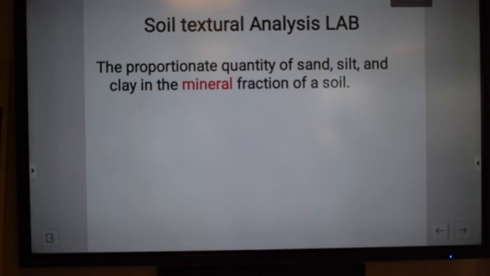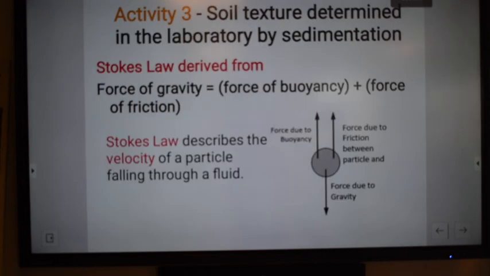We are doing some videotaping of this week's lab, which is soil textural analysis. In this video, we'll be particularly focusing on activity 3 from the lab, which is the particle size analysis using the hydrometer method. So that's what we'll be doing in the lab today.